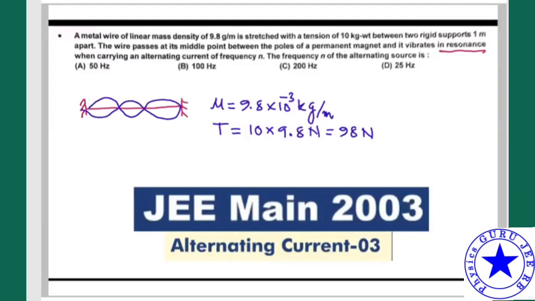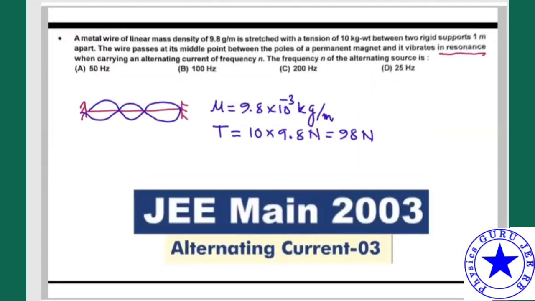Now here the fundamental frequency of the wire is given by N0 = 1/(2L) √(T/μ). Simply substitute all the values.